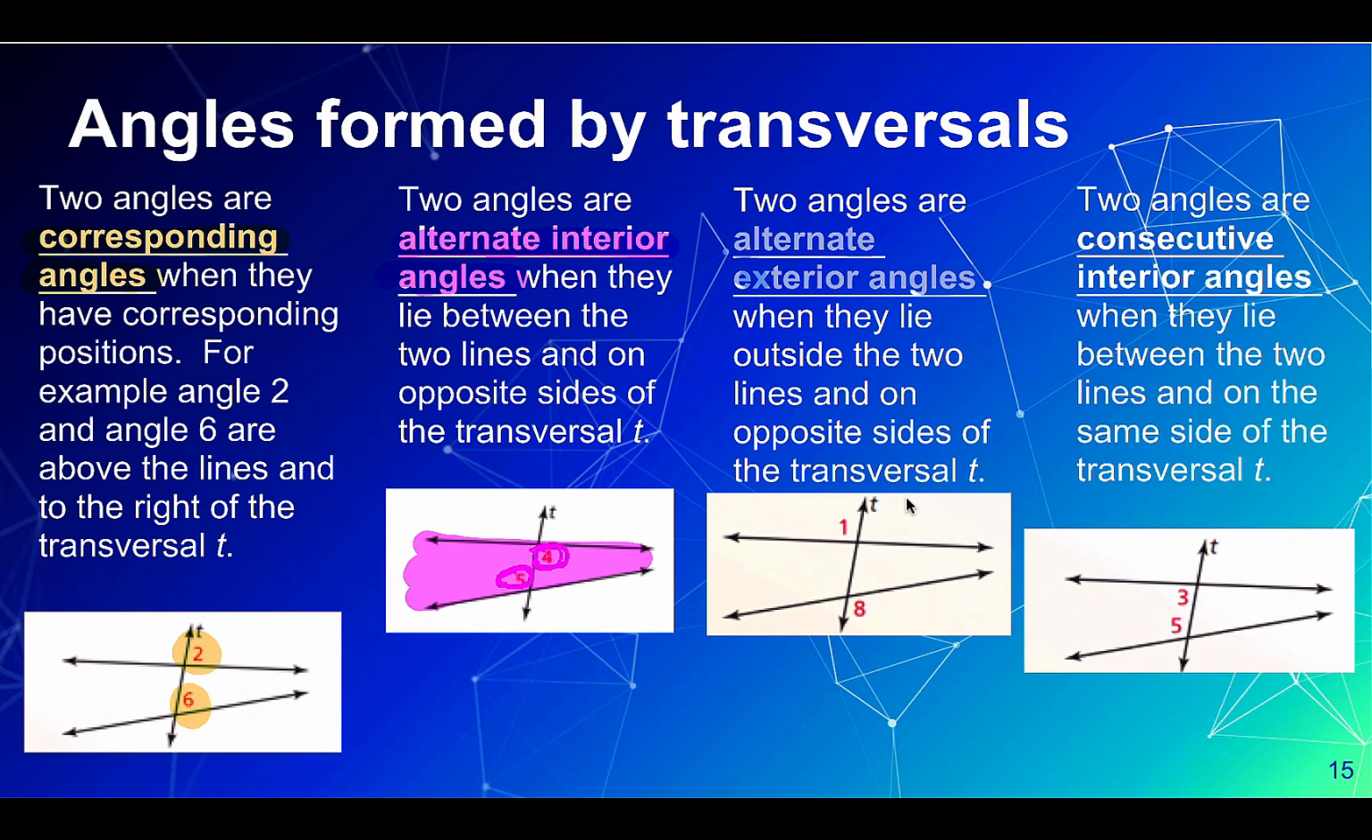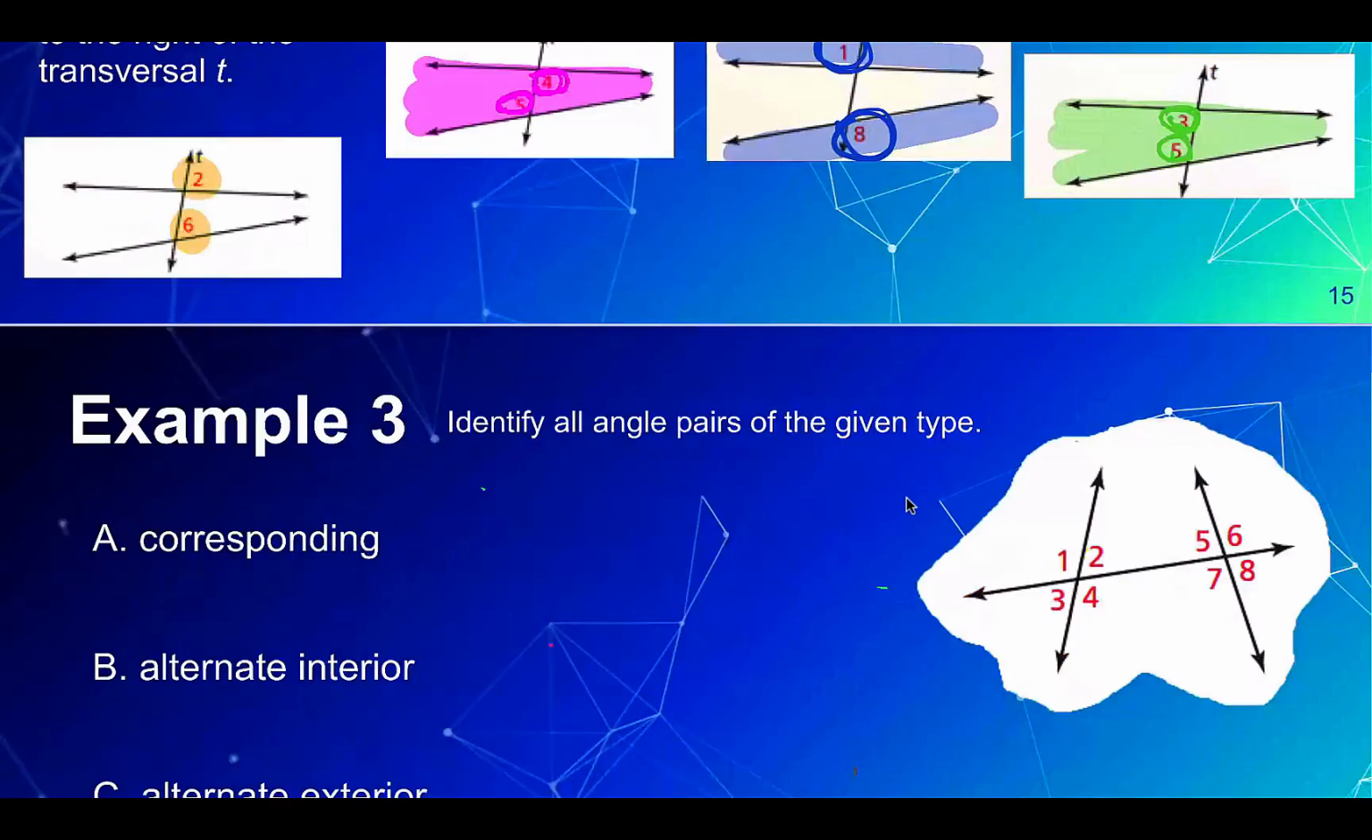Alternate exterior angles are on the outside of our two lines, and they're the angles that alternate on either side of the transversal on the outside, opposite sides of the transversal. And the consecutive interior angles are on the inside of our two lines, and they're consecutive, which means they're on the same side of the transversal. So when they lie between the two lines and on the same side of the transversal, they are consecutive interior.